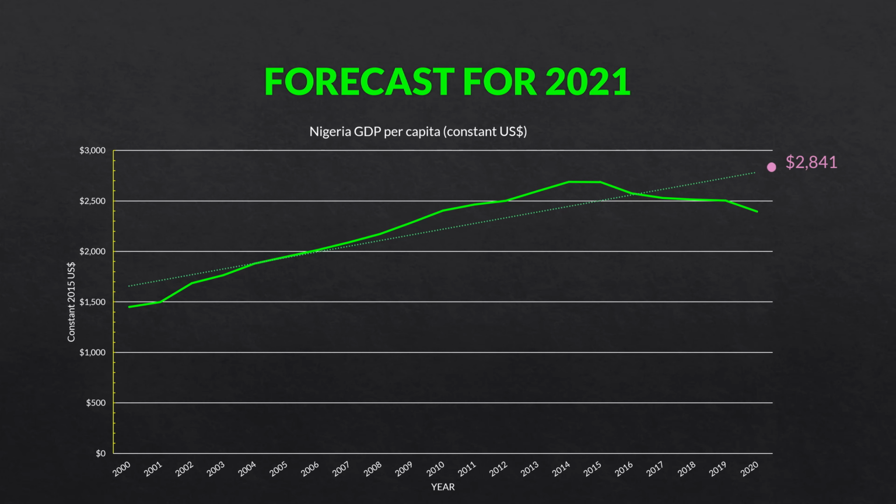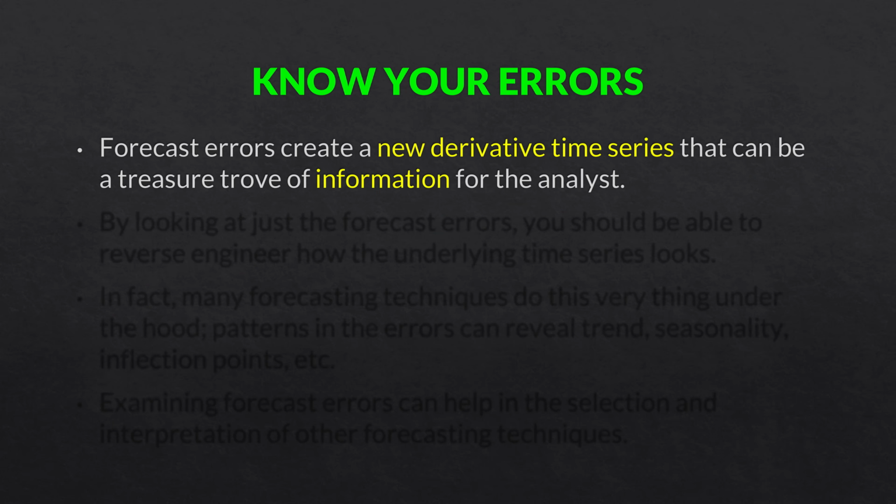It is quite unlikely that from the year 2020 to the year 21, that the GDP per capita will shoot back up to above 2,500, much less 2,800. But again, this is the nature of linear trend projection. So always know your errors.